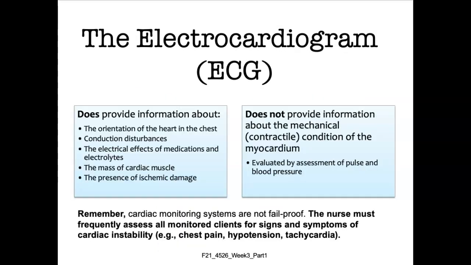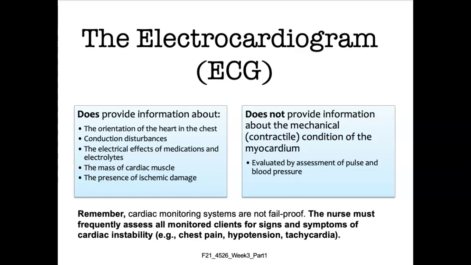So just a little bit about the electrocardiogram. On the left, it does provide information about the orientation of the heart and the chest, any conduction disturbances, the electrical effects of medications and electrolytes, how big the cardiac muscle is, so the mass of the cardiac muscle, the presence of ischemic changes, maybe through angina or an MI. So those are all the things that you can actually find out from a 12-lead ECG. Not so much from a telemetry strip, some of them, but not so much. But the 12-lead ECG, yes.